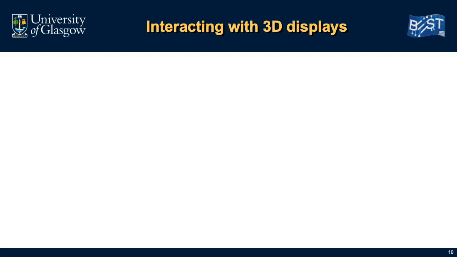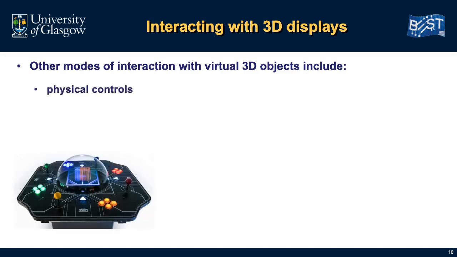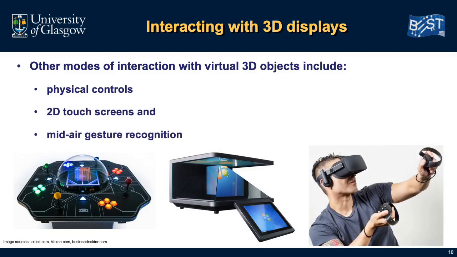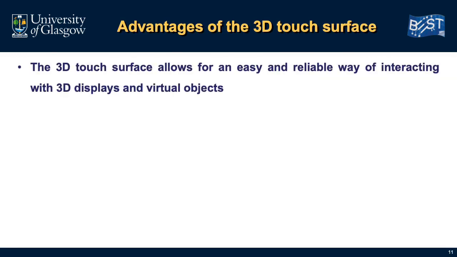We can also take a look at other modes of interaction with 3D displays and virtual objects, which are currently used with pseudo-holographic displays, volumetric displays, and VR headsets. Simpler methods include physical controls such as buttons and joysticks, and conventional 2D touchscreens. More advanced methods include the mid-air gesture recognition approaches that we talked about previously. We believe that the 3D touch surface sits right between the two categories.